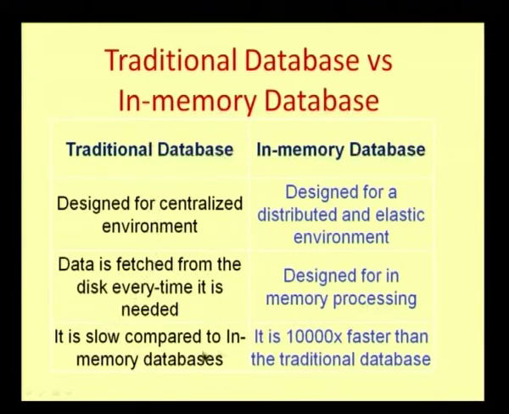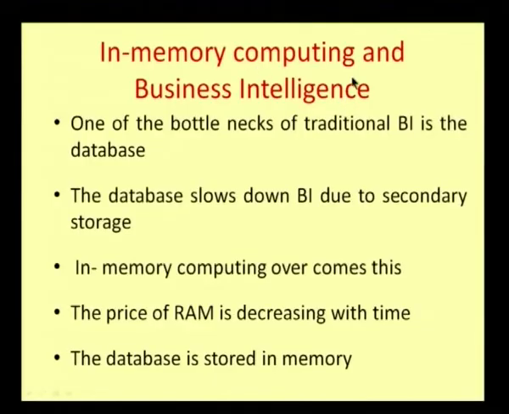Traditional database is very slow compared to in-memory databases. In-memory database is 10,000 times faster than the traditional database. So, it is possible to quickly analyze the data and decision making can also be quicker. Business intelligence is one of the applications of in-memory computing. One of the bottlenecks of traditional business intelligence is the database. The databases slow down the business intelligence due to the secondary storage, and in-memory computing overcomes this drawback.